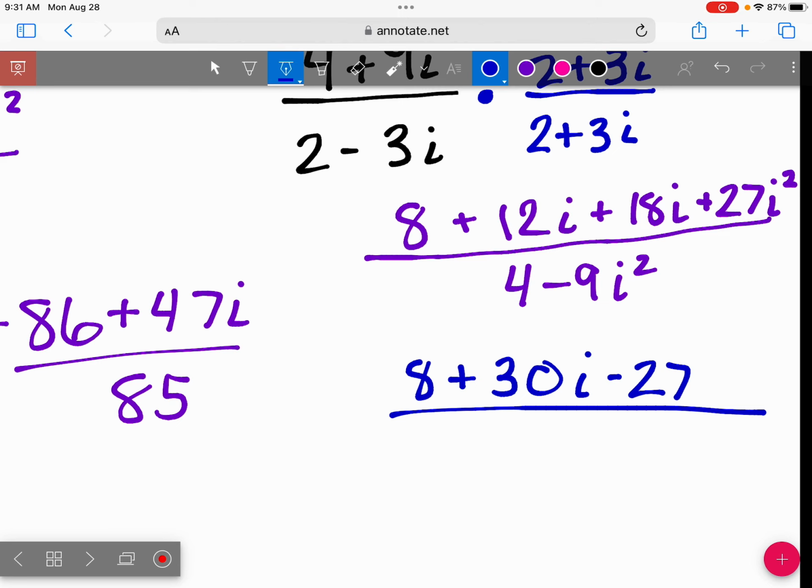Yeah, I hear lots of whats. I squared is what? Negative 1. 27 times negative 1. Minus 27. 12 plus 18 is 30. You okay on all the pieces now?